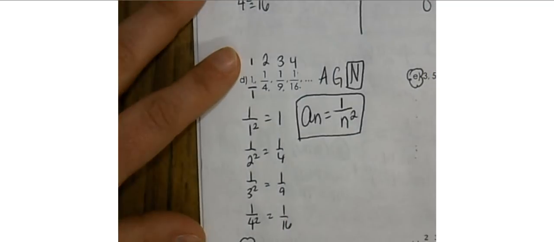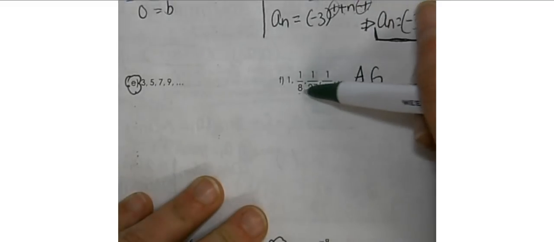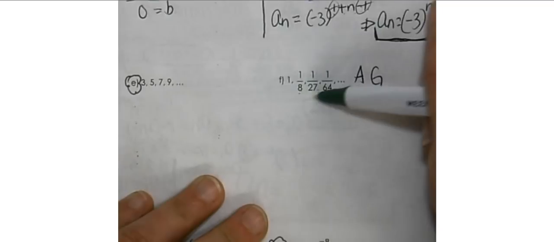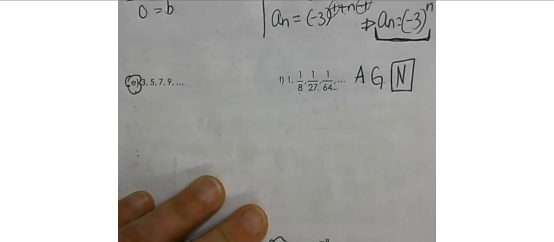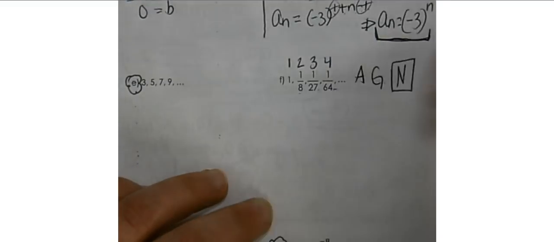Letter E we are going to do in class. Feel free to try that one on your own if you would like. But let's go ahead and look at letter F. For letter F, I have 1, 1/8, 1 over 27, 1 over 64. And it doesn't appear as if we're adding the same number each time in order to get to the next value. It doesn't appear as if we're multiplying because 8 and 27 and 64 are not all really related to one another, so it's not geometric. Once again, this is a neither situation. So I'm going to put in my positions because that seems to be pretty helpful in trying to find a relationship.